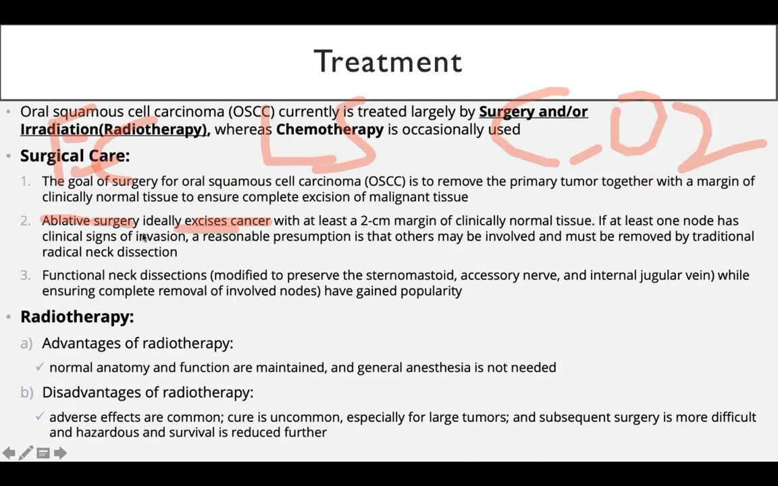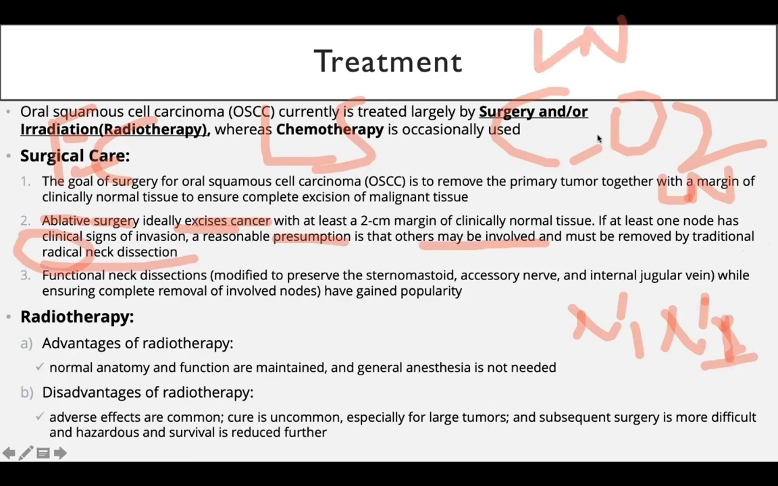If at least one lymph node has clinical signs of invasion, so if there is at least N1, a reasonable presumption is that others may be involved. So if there is N1, at least one ipsilateral lymph node is involved, so the presumption of physicians is that maybe other lymph nodes are also involved. So that's why traditionally we also perform a radical neck dissection. Whenever you see the word radical with any surgery, you just think that the local lymph nodes, the regional lymph nodes are also removed.